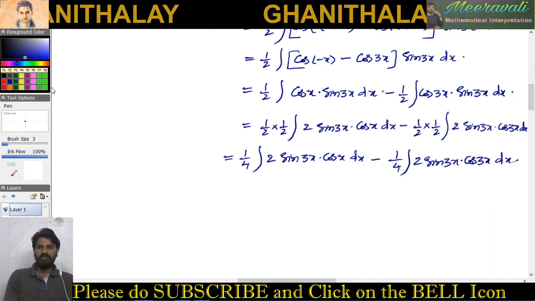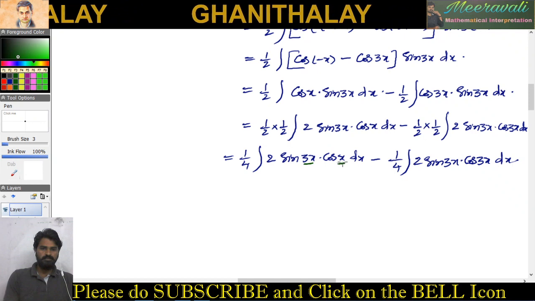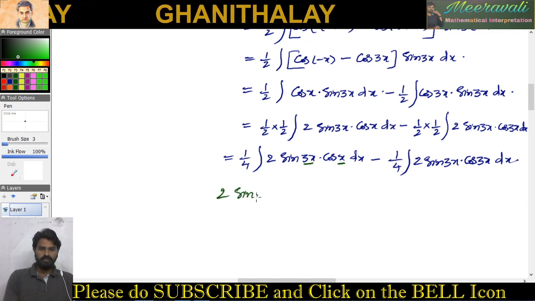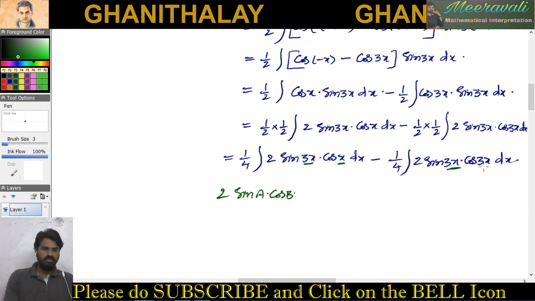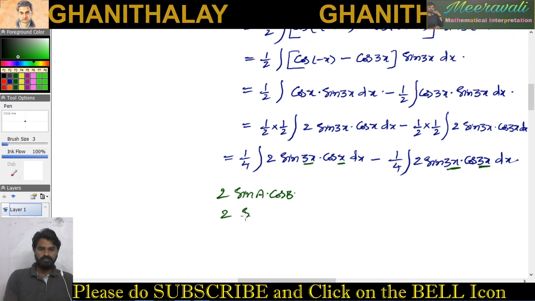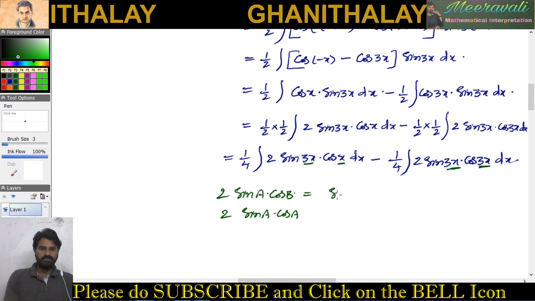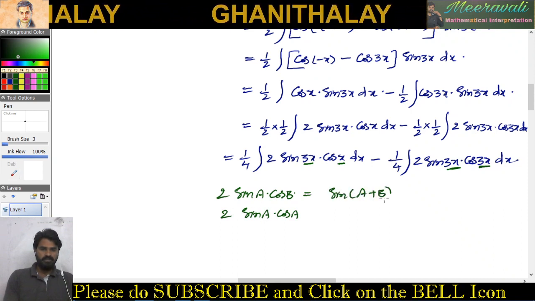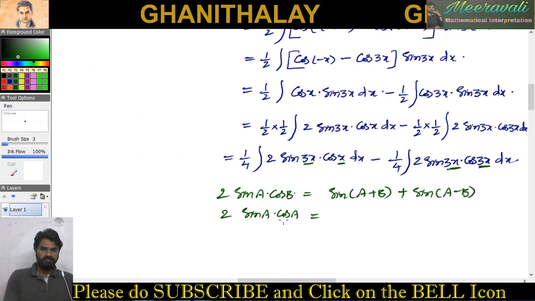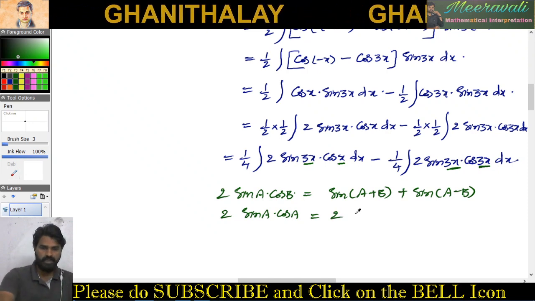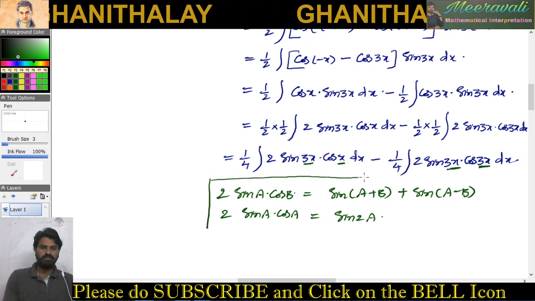Now remember the formula in the trigonometry functions. So this is of the form 2 sin A cos B. So what is that? 2 sin A cos B formula. And this one here in the second term is 2 sin A cos A form. So this is having formula sin of A plus B plus sin of A minus B. So for 2 sin A cos A formula, sin 2A. Okay, sin 2A formula. You have to use these formulas here.